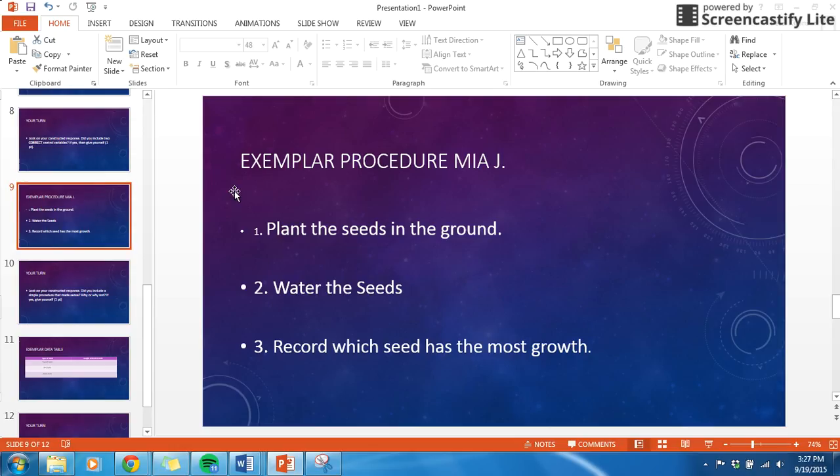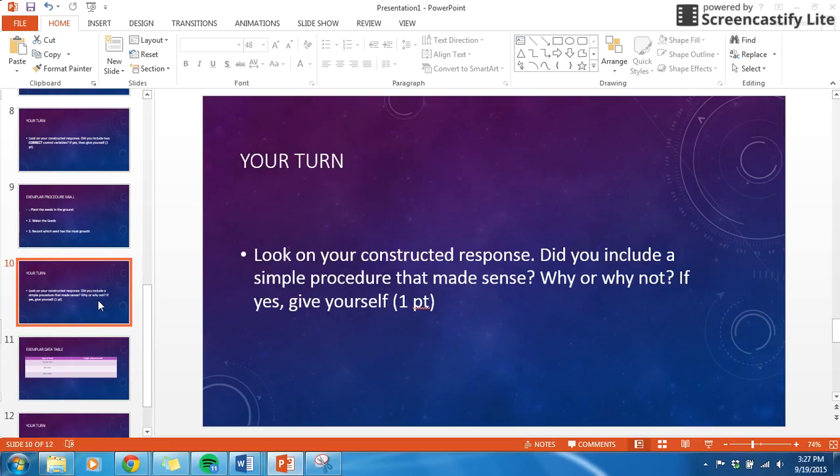We now are going to look at our procedure. Our exemplar procedure was again from Mia. She said our first step was to plant the seeds in the ground. The second step was to water the seeds, and the third step was to record which seed had the most growth. It's now your turn. Look at your constructed response. Did you include a simple procedure that made sense? Why or why not? If yes, give yourself 1 point.